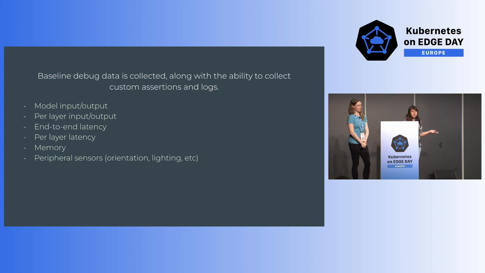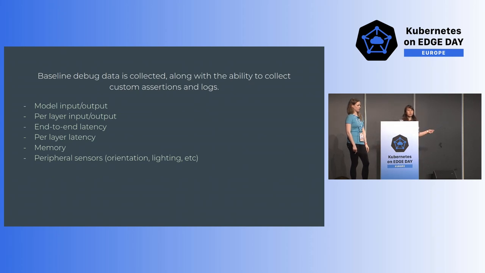So what kind of information does it get? It really gets a bunch of things. Just a bunch of baseline debug data, like what are the inputs and outputs of your model? And then for each individual layer inside your model pipeline, it also gets the input and output of that. And for the case where things start running very slowly, it will track your end-to-end latency for running the entire inference, but also in between each layer itself.